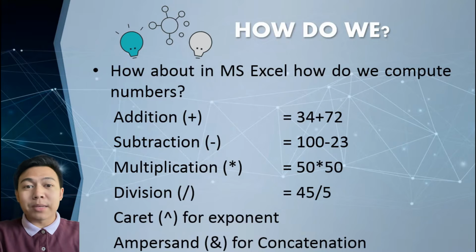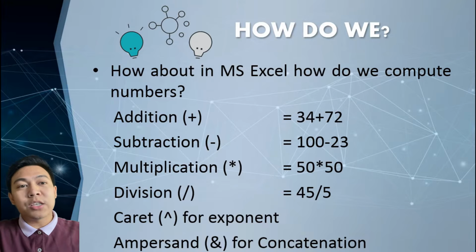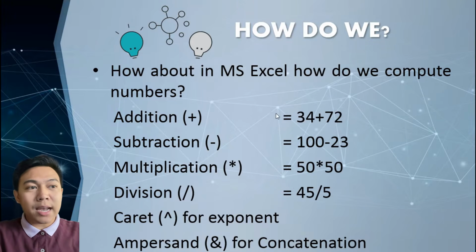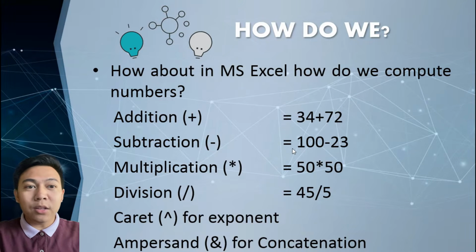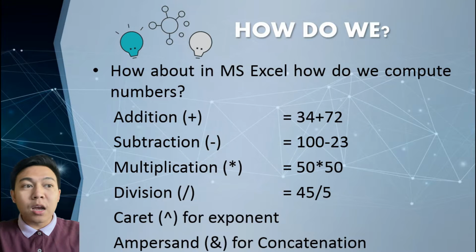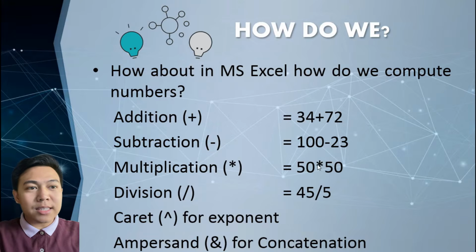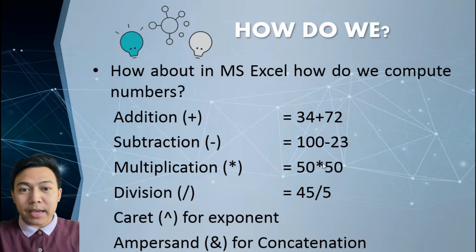But how about in MS Excel? How do we compute numbers? When adding numbers, we just need to place first an equal sign, then the first number, the plus sign, and the second number to get the result of the addition. For subtraction, it's the same. It always starts with an equal sign to make it a formula. So 100 minus 23, and you get the result. Multiplication: equal sign, 50 asterisk 50. The asterisk is used for multiplication in Excel.